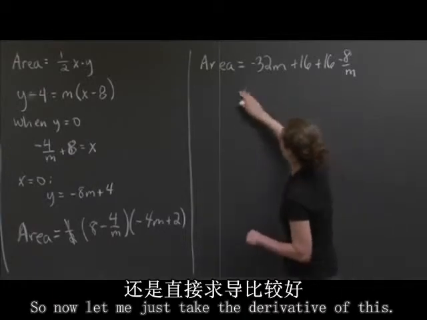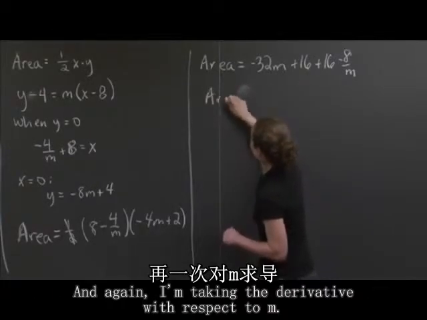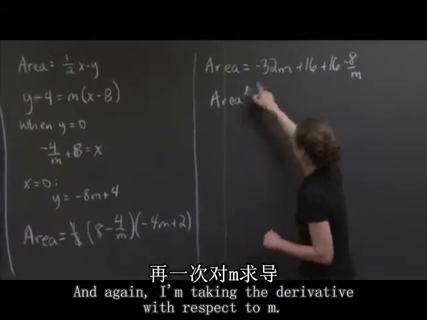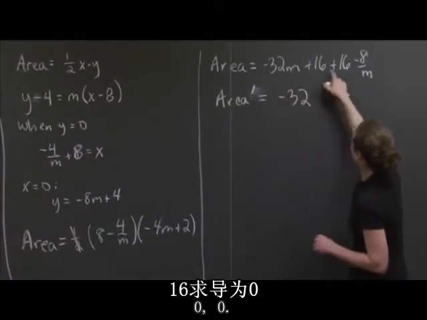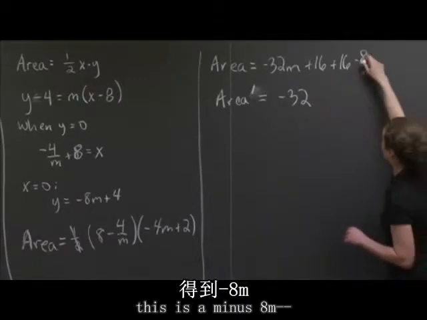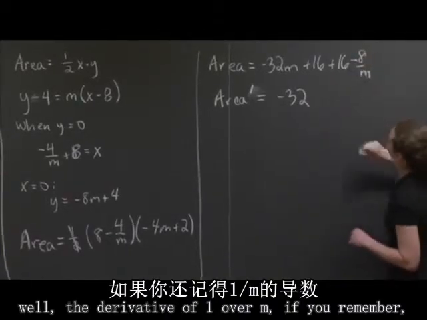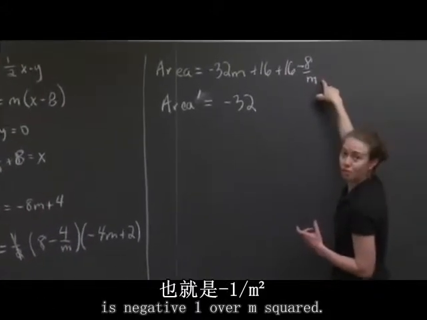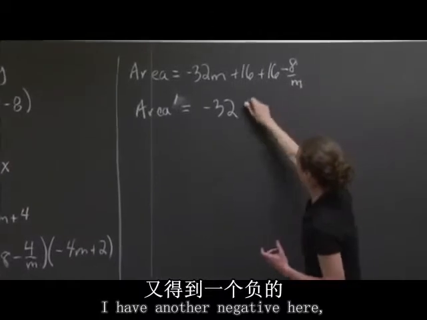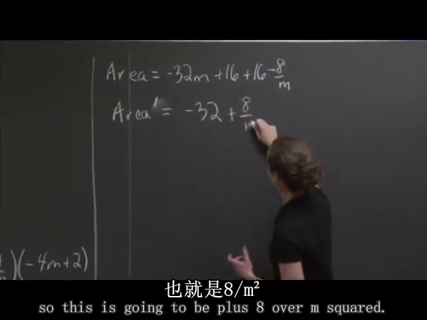Now let me just take the derivative of this. Again, I'm taking the derivative with respect to m. So here I just get negative 32, 0, 0. And then what's the derivative of this minus 8m? Well, the derivative of 1 over m, if you remember, is negative 1 over m squared. I have another negative here, so this is going to be plus 8 over m squared.